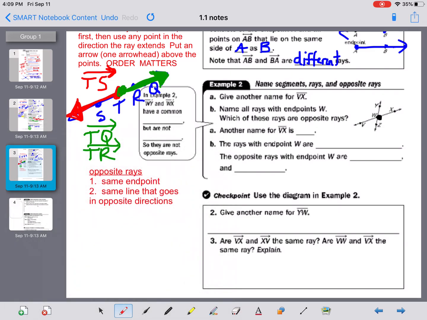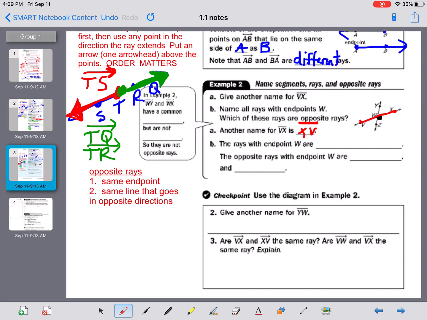So let's look here. We have, it says segment VX. So VX goes from V to X, and it's a segment. What's another name for it? Well, there's only one other thing you can name that, and you can flip the letters around and go XV, but you can't do anything else.